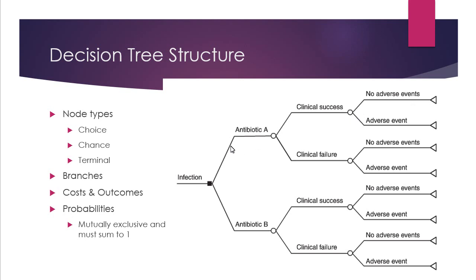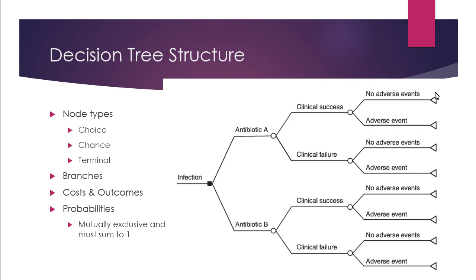And when these branches of antibiotic A and clinical success and no adverse events end, it is illustrated with a triangle. So that's the terminal node. As soon as you see that, it means that this pathway has ended, so there are no further costs or utilities or outcomes associated with it, and this is where you want to stop the analysis.